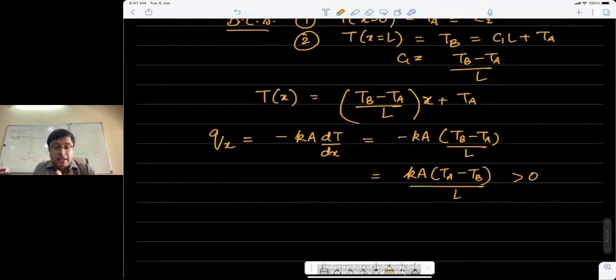If T infinity 1 was less than T infinity 2, you would still have it as minus kA (TB minus TA) by L, but that just means that the heat transfer is taking place from right to left, and that is still perfectly fine.